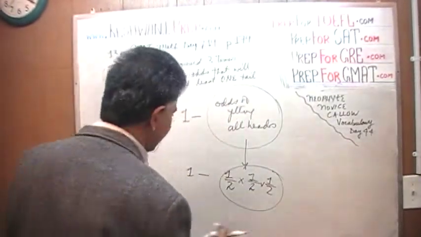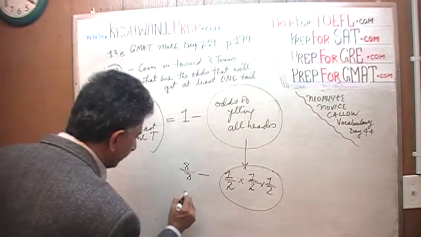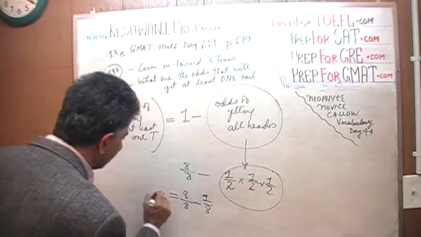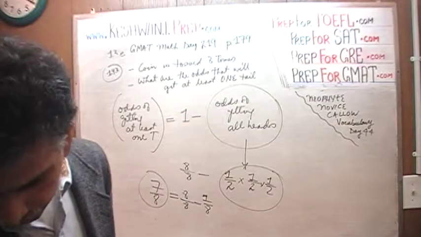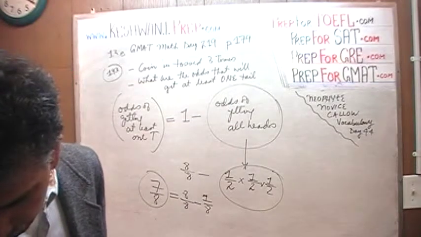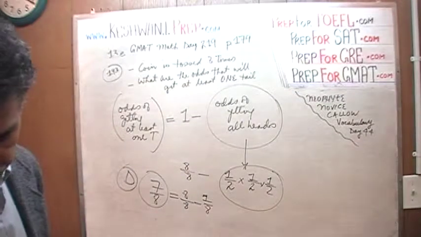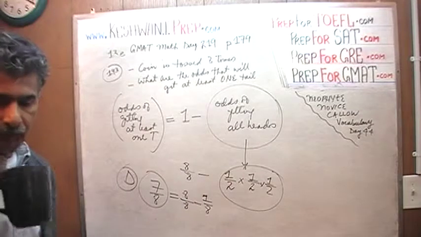And 1 can be written as 8 over 8. So 8 over 8 minus 1 over 8 is simply going to give you 7/8. 7/8 should be the answer, and that will be answer choice D. That's all. Let's do one more, shall we?